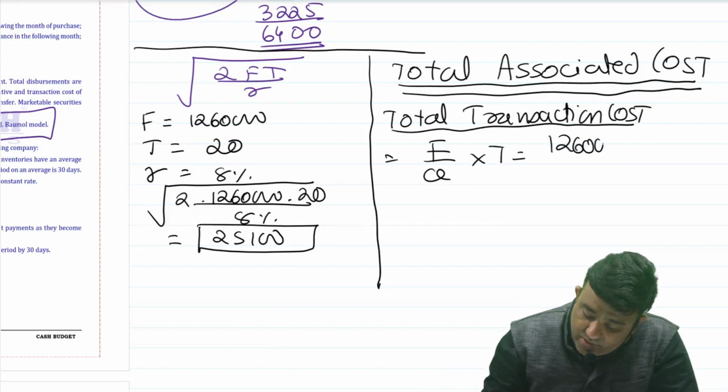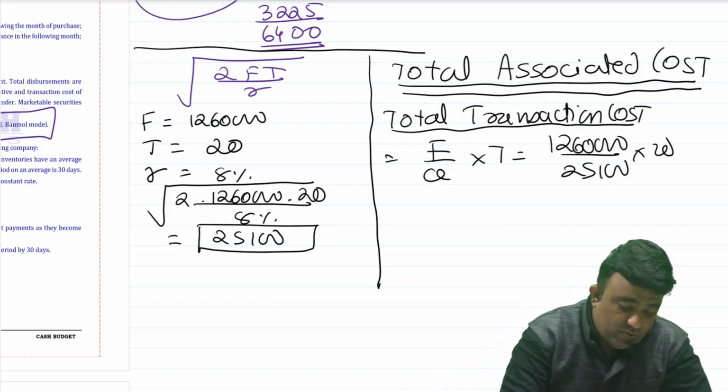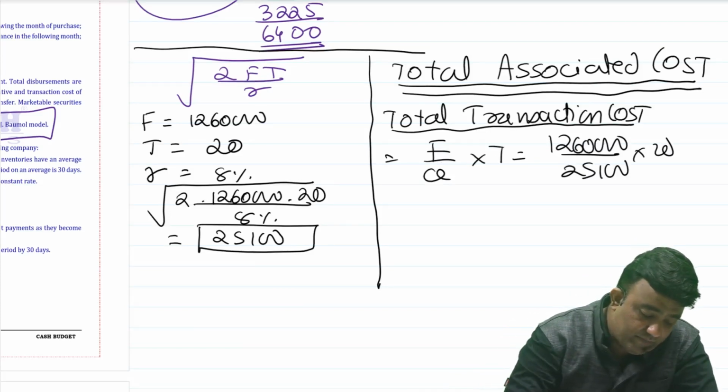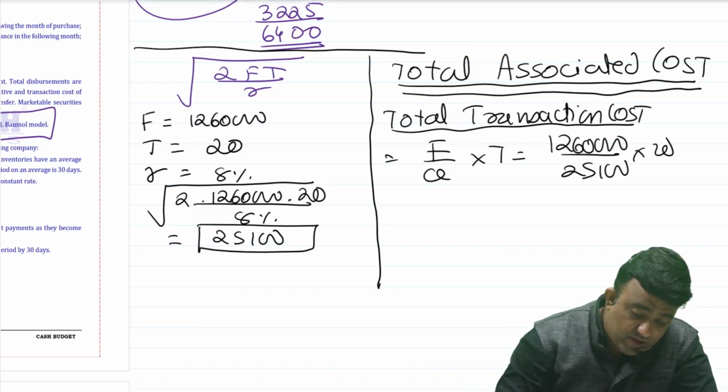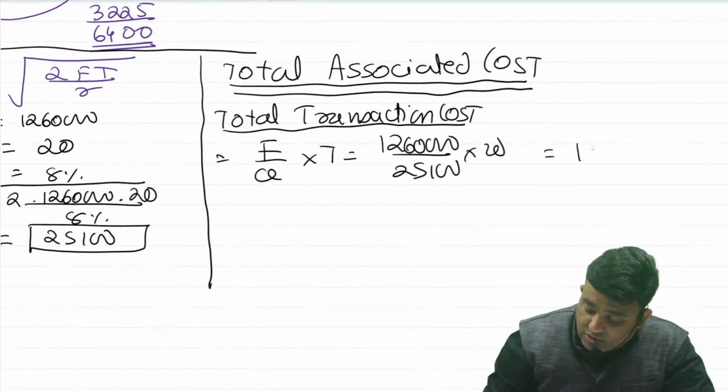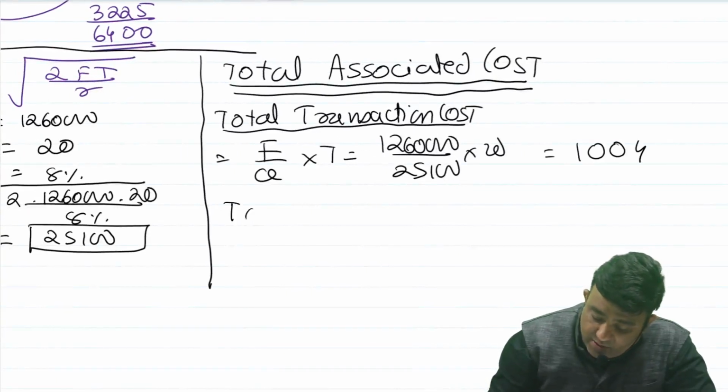1260 divided by 25,100 into 20. If I do the mathematics, 12,60,000 divided by 25,100 into 20 is 1,004. The transaction cost will be 1,004, and there will be total interest cost.